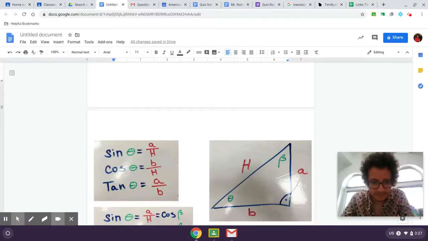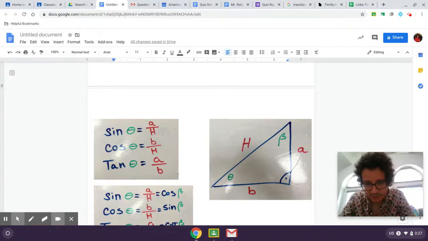So just remember the trigonometric functions. We can apply these functions whenever we have a right triangle like here. That means that one of the angles in the triangle has to be a right angle, 90 degrees. The side in front of the right angle is called the hypotenuse. And let's call the other sides A and B.